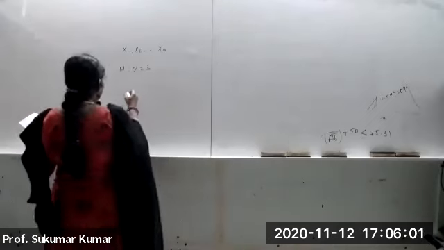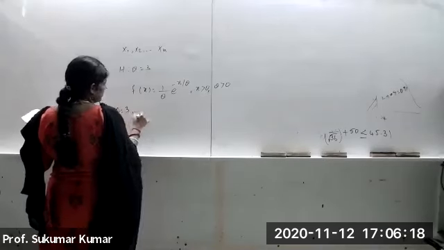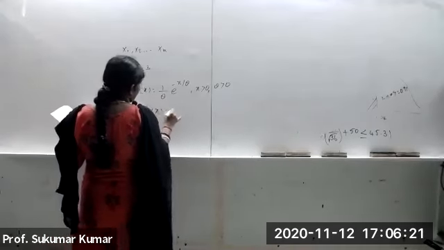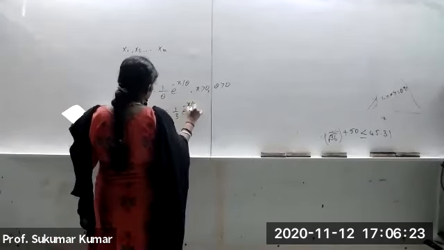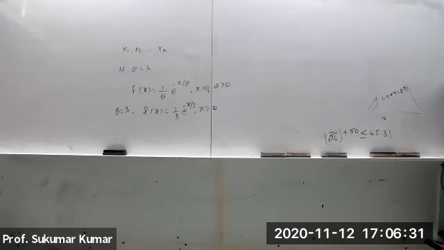What is the PDF of exponential? Exponential: 1 by theta e power minus x by theta, where x and theta are greater than 0. Our parameter is theta here. So theta equal to 3, so f of x is equal to 1 by 3 e power minus x by 3. So this is a simple hypothesis because our single parameter has a specified value.